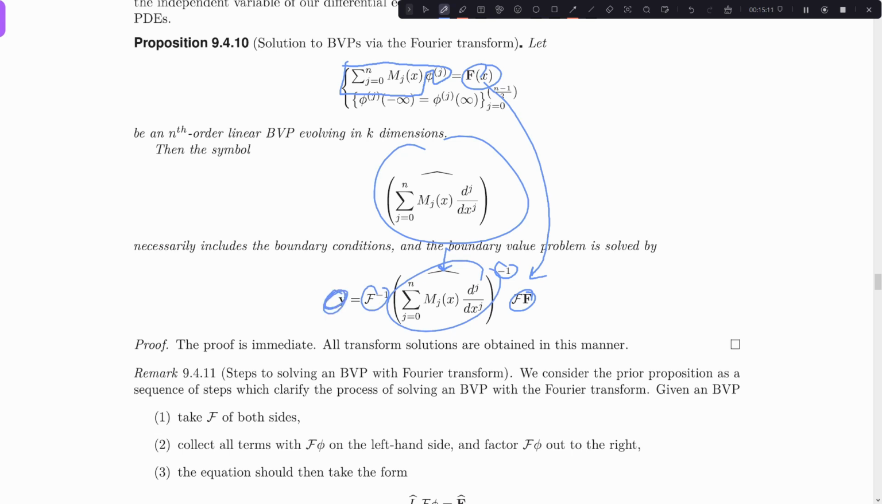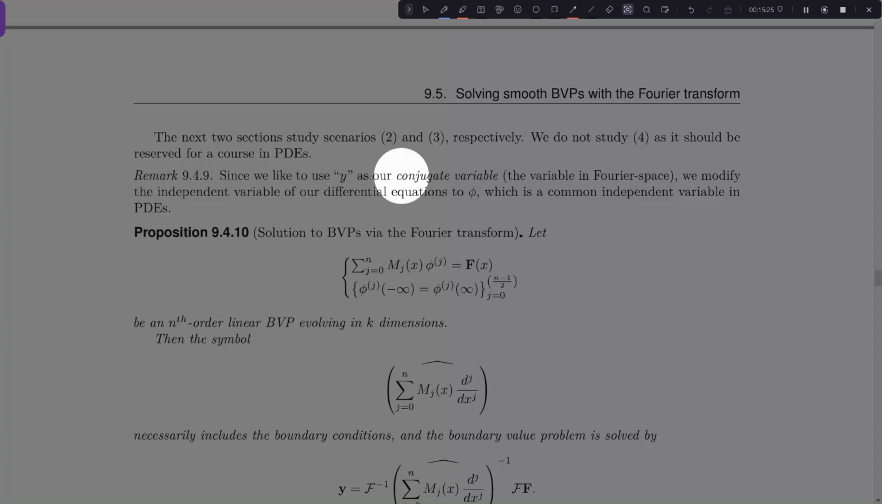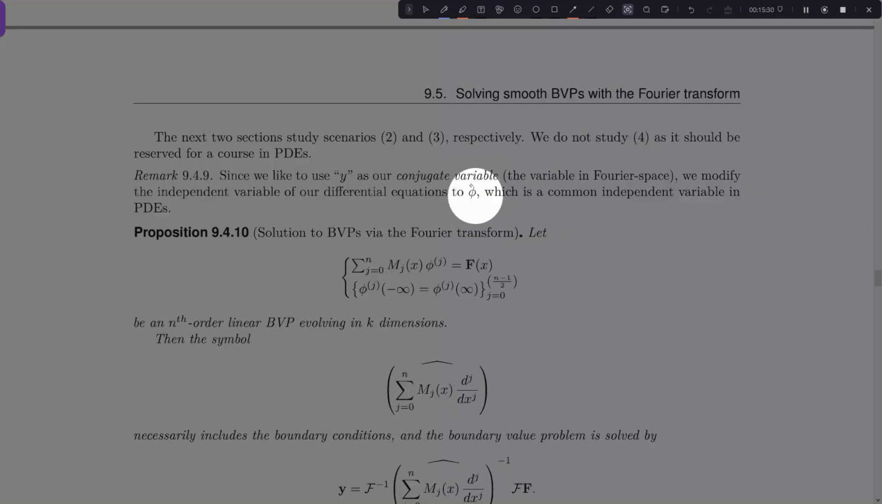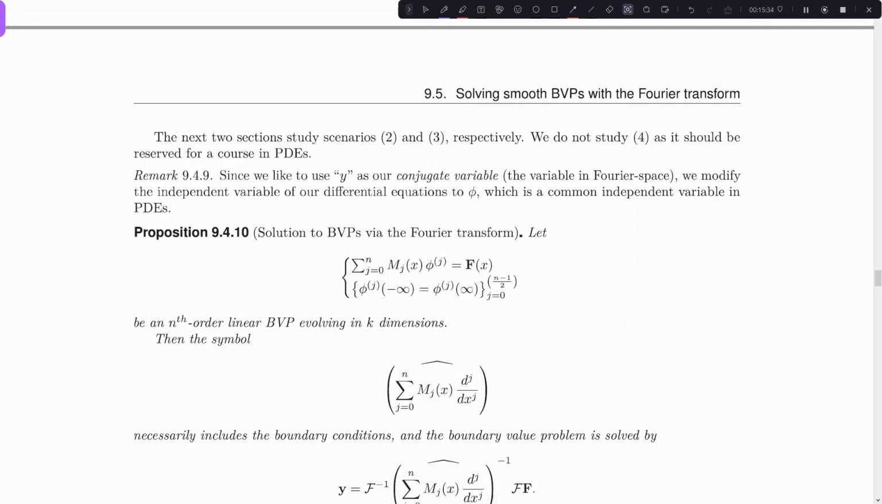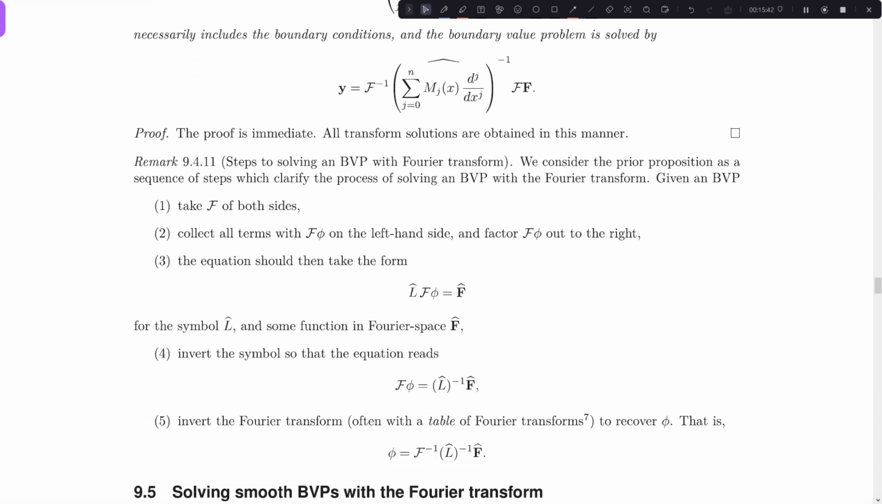Or I guess I should call that phi, shouldn't I? So I'm working in phi now. You'll see up top. I'm working in phi. The reason I'm working in phi is just because when I defined my Fourier transform, I defined it with y as the conjugate variable, and I don't want to confuse you by using too many y's at the same time. So phi will officially be the function which I want to solve for in my differential equations. You can see the same steps that we had for the Laplace transform, just now translated to the Fourier transform.